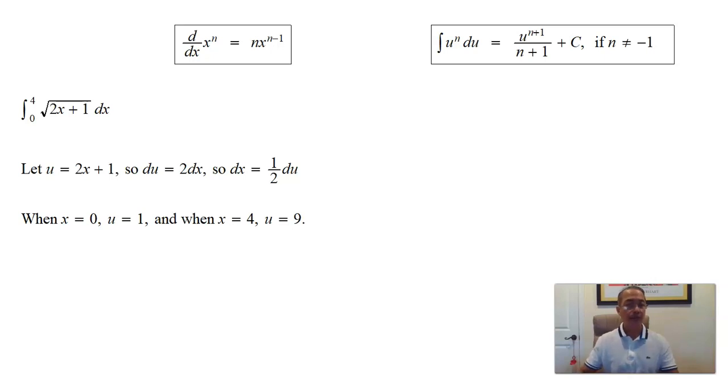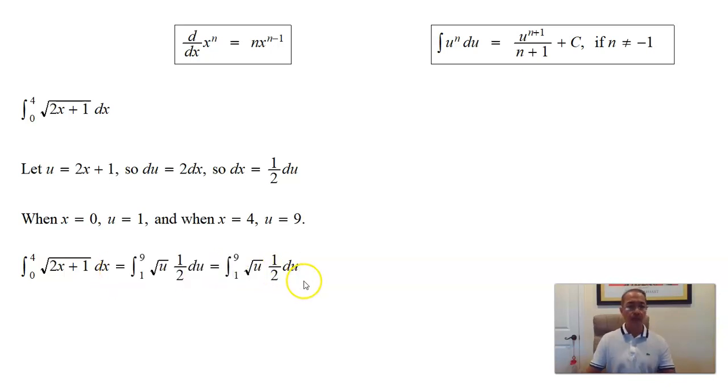Okay, so we are ready to substitute those in. We will get that our integral is now the integral from 1 to 9, not 0 to 4. And instead of the square root of 2x + 1, we will have the square root of u. And instead of dx, we have 1/2 of du. Okay. And now we are going to, once again, take the 1/2 out. And to get ourselves in the frame of mind to do the power rule, we will change the square root to u to the 1/2.